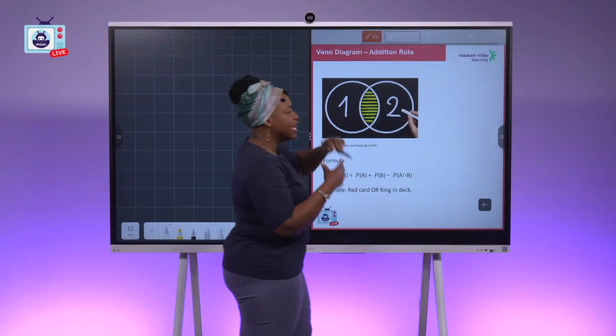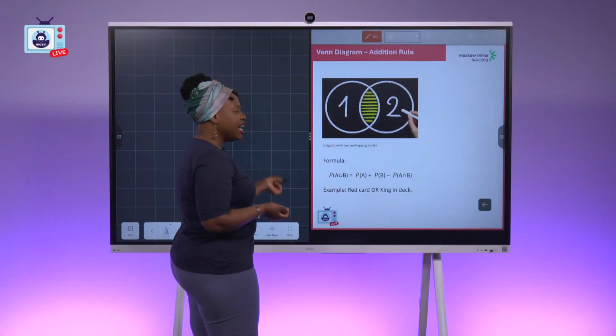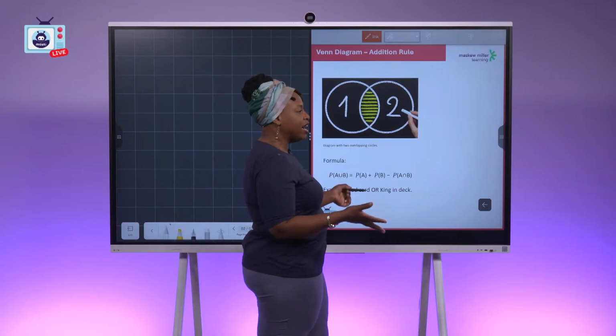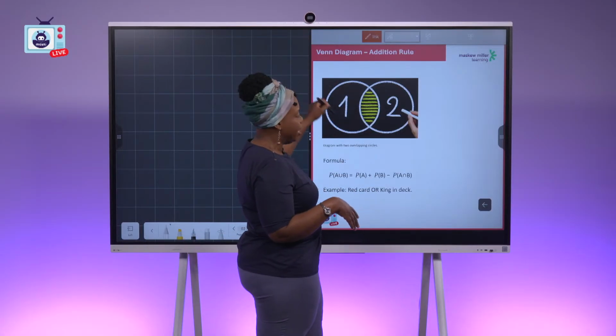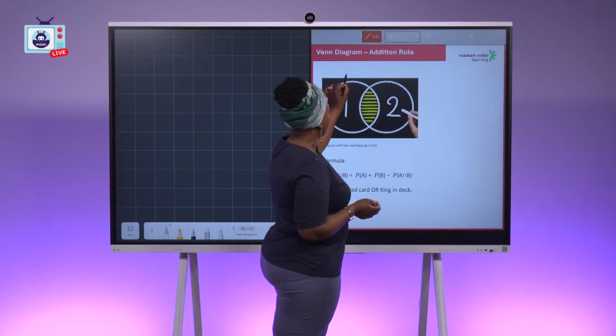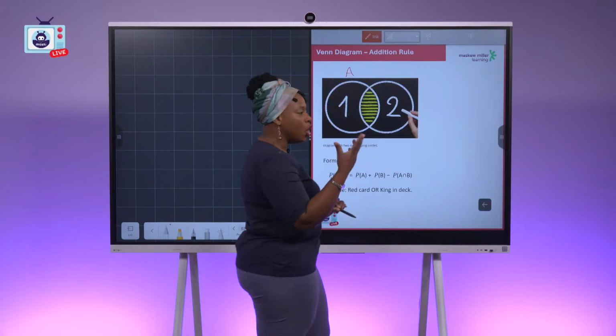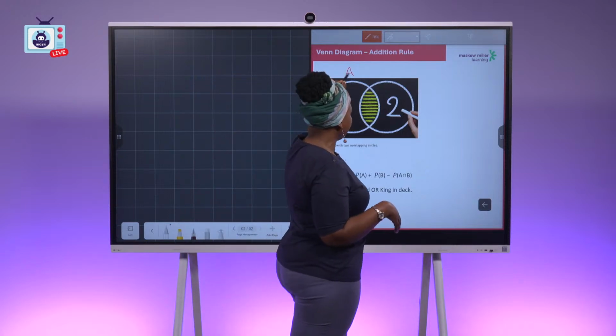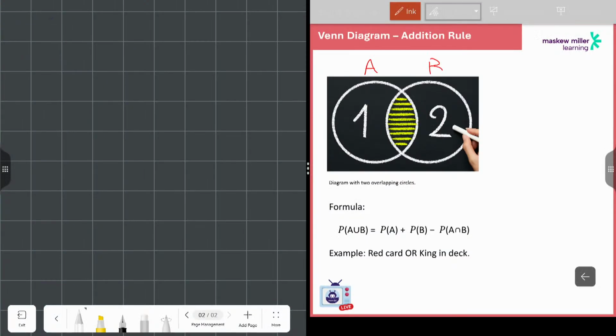Okay. So this is where we use the addition rule. So with the addition rule, as I have just indicated, suppose you are given a Venn diagram like this, and you are told that this is A, or that is the event where A is occurring, which we have labeled as 1, and then the other one is B.